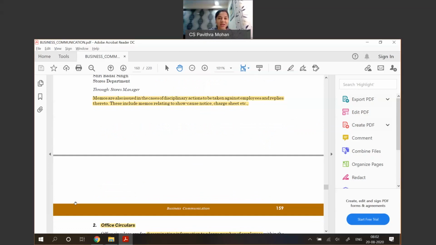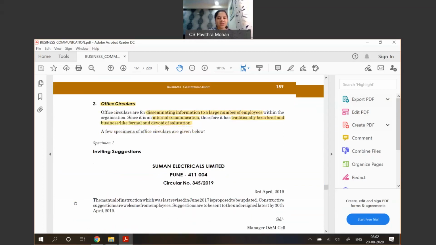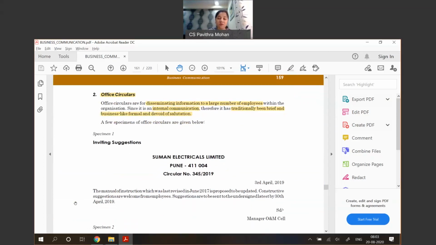So in your college, it will be like if you are attending the assembly late, or if you have shortage of attendance. Even in those cases, when they give notices, that will be considered as memos. So the next concept that's going to come into picture is office circulars.